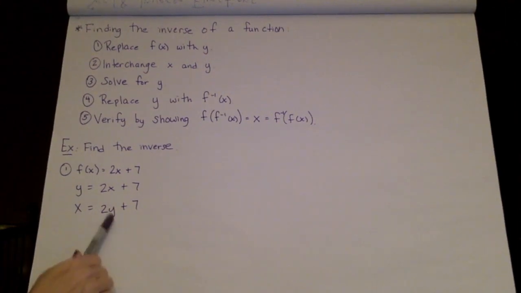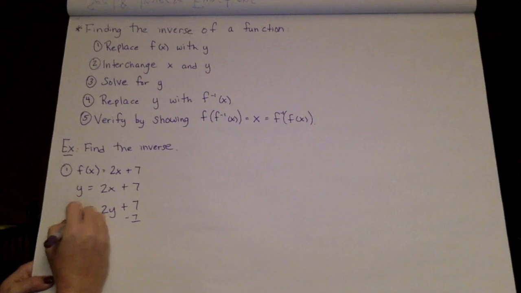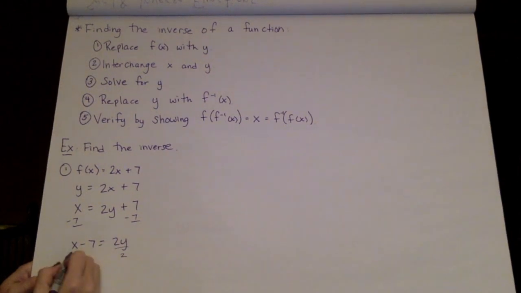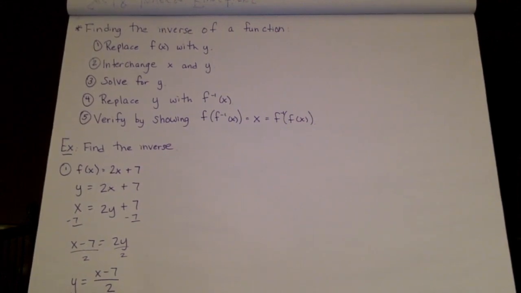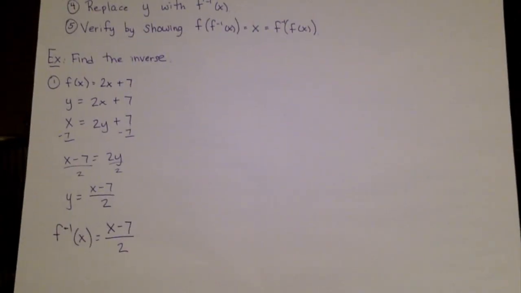And then we need to get y by itself. To do that, I might subtract 7 on both sides. So I have x minus 7 equals 2y. And then we would divide both sides by 2. I'm going to rewrite this as y equals x minus 7 over 2. Or we would use our inverse function notation. The inverse of f of x is x minus 7 over 2. Squeeze that on there. Okay.